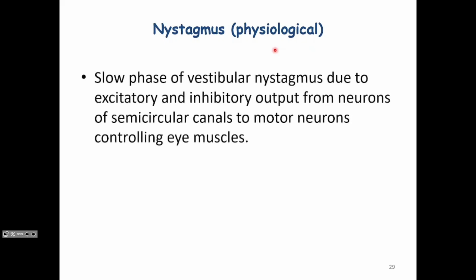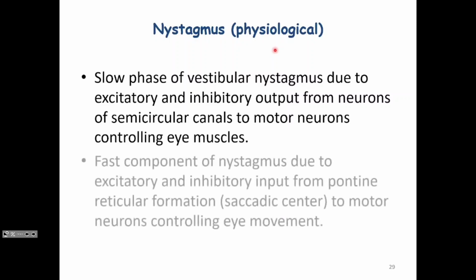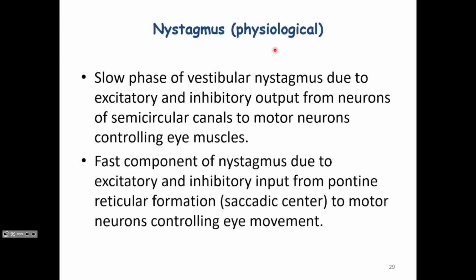Slow phase of the vestibular nystagmus is due to excitatory and inhibitory inputs from the neurons of the semicircular canals to the motor neurons controlling the eye muscles. Fast component of the nystagmus is due to the excitatory and inhibitory input from the parapontine reticular formation, which is controlled by the cortex, the frontal eye field area.